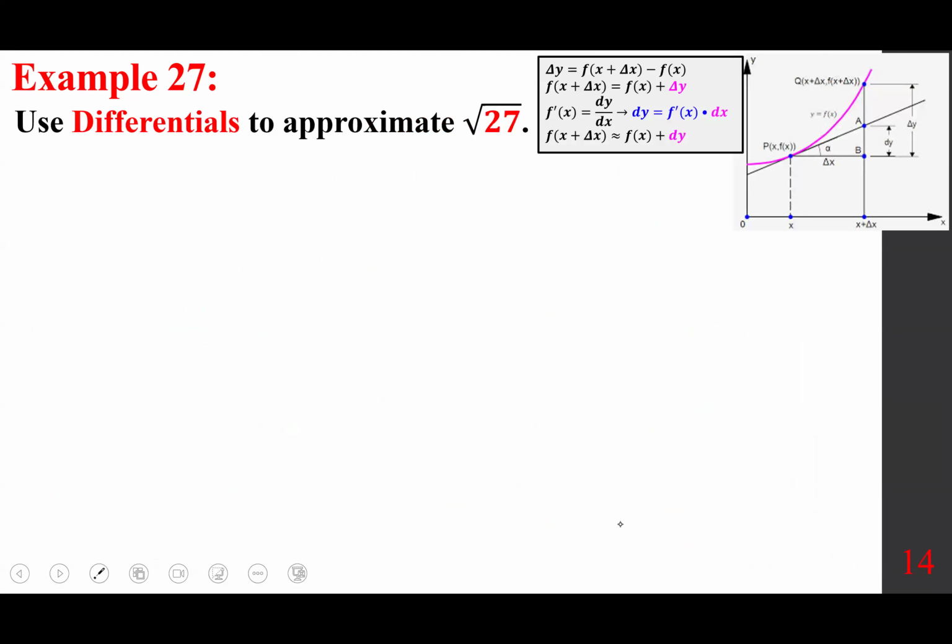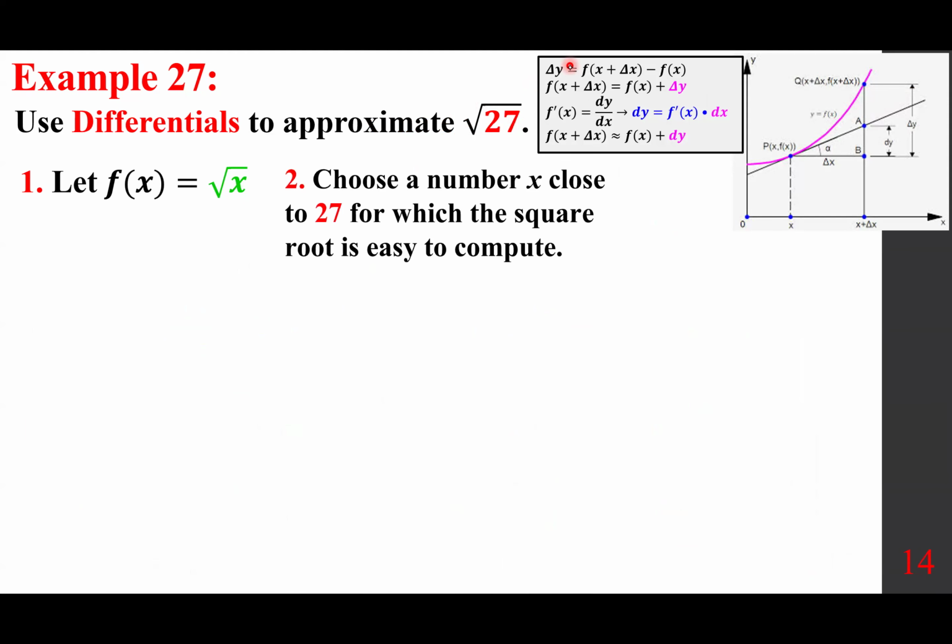Use differentials to approximate the square root of 27. So first and foremost, we need a function. And all you have to do is read square root of 27, so square root of x. That's your function. Then you need a number. Choose a number x close to 27, for which the square root is easy to compute. Obviously, it's 25, because we should know the square root of 25 is 5. That's the closest number.